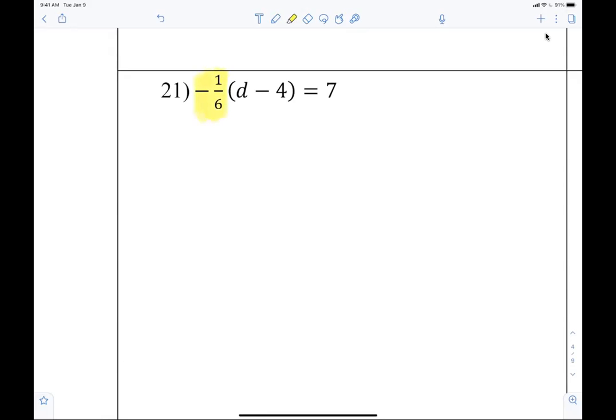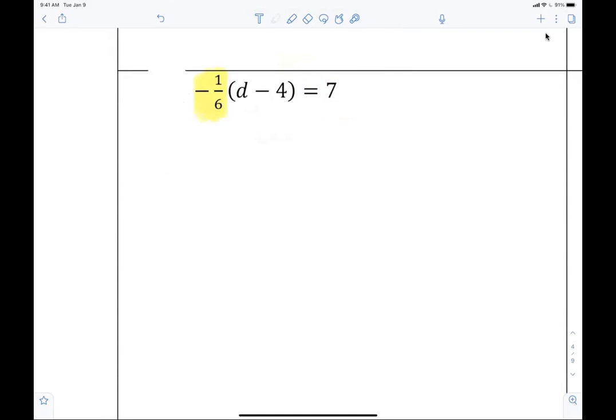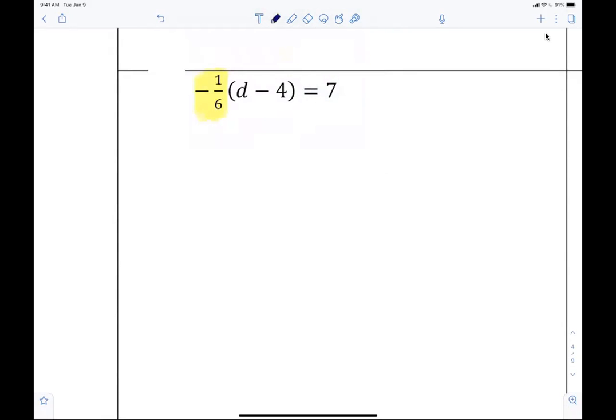Instead of distributing a 1/6, which creates a bunch of fractions, I can get rid of the fraction by multiplying by the reciprocal. I'm just going to block this out a little bit right here. Tell me what's the reciprocal. Yes, you would say -6. You can say 6/1, but it's not necessary. So I'm multiplying by -6.